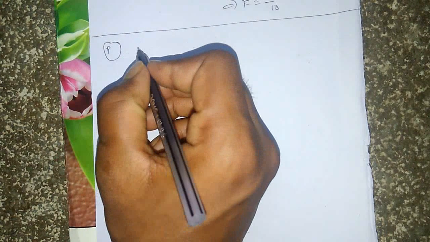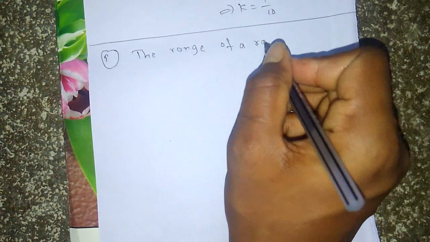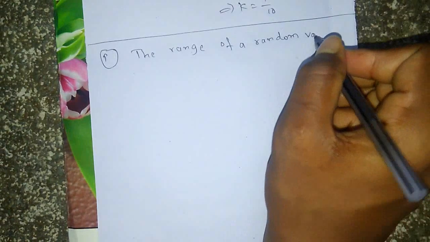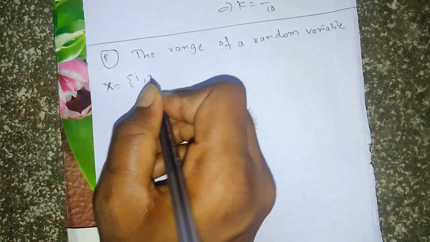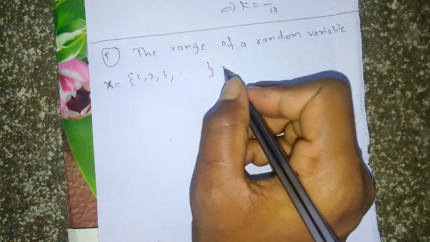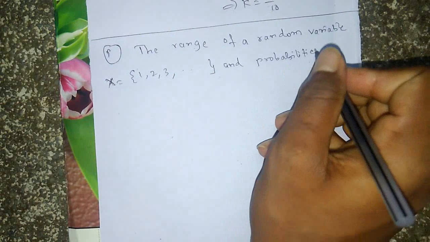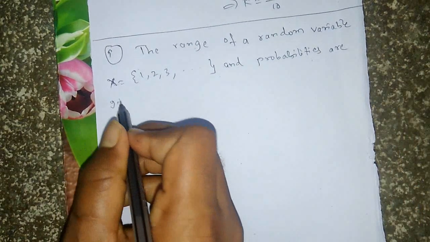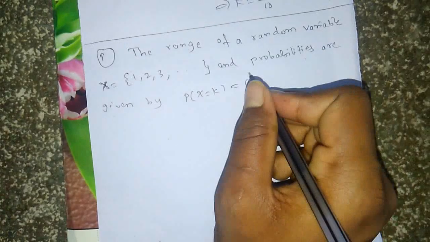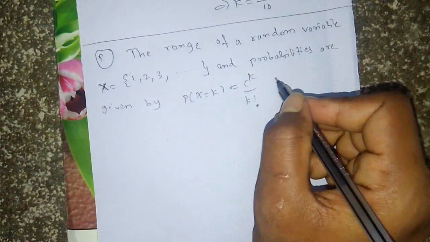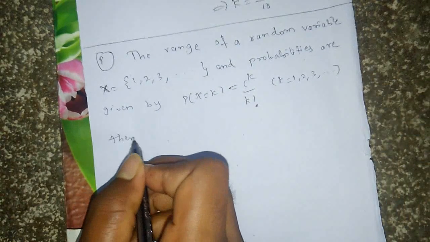Our next problem is the range of a random variable X is equal to 1, 2, 3 and so on, and the probabilities are given by P of X equal to k is equal to c power k by k factorial, where k is equal to 1, 2, 3 and so on. Then find the value of c.